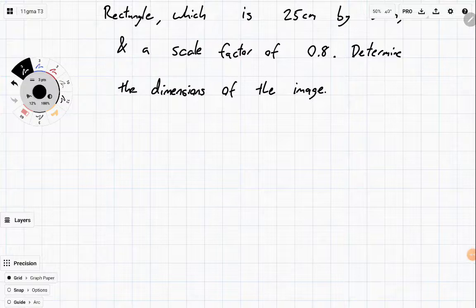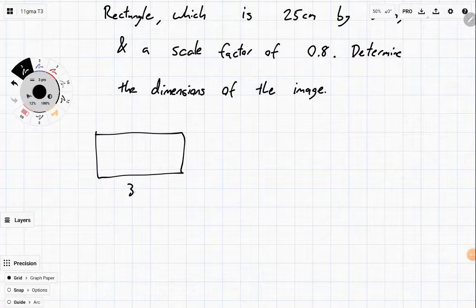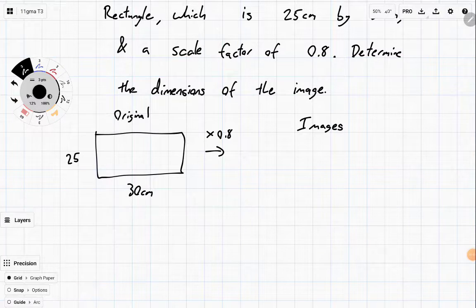Alrighty, so let's have a think about it. Our original shape is just a rectangle and it's 30 by 25. This is the original. And we know that the scale factor is times 0.8, and we want to find out what the image's dimensions are. Now, the fact that the k is less than 1 tells me that the image should be a little bit smaller than the original. Because if you multiply it by 1, it's going to stay the same. If you multiply it by 2, it's going to get bigger. So the only way to get it smaller would be multiplying by something less than 1.